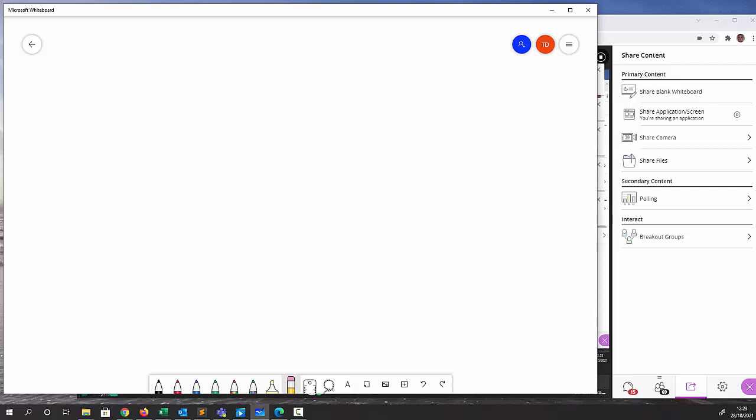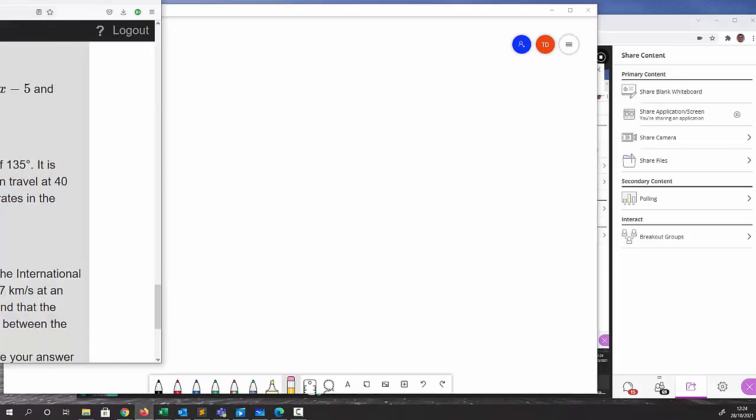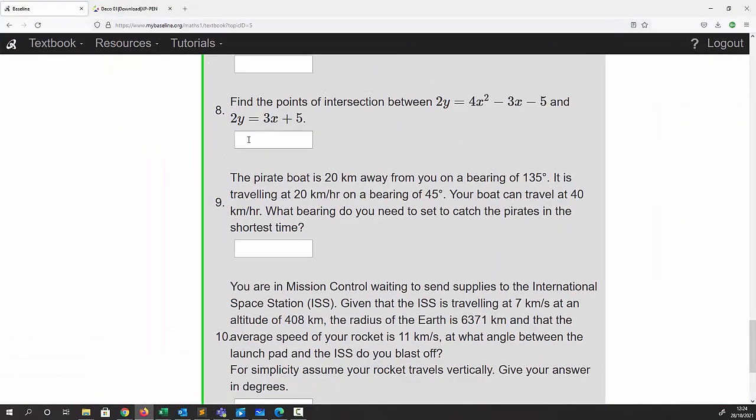So on the textbook, it was question 9. Right, which is pirates, good old pirates. So let me just put that on the screen so you've got the question. So it's question 9. The pirate boat is 20 kilometers away from you on a bearing of 135 degrees. It is travelling at 20 kilometers an hour on a bearing of 45. You can travel twice that speed. What bearing do you need to set to catch the pirates in the shortest possible time?